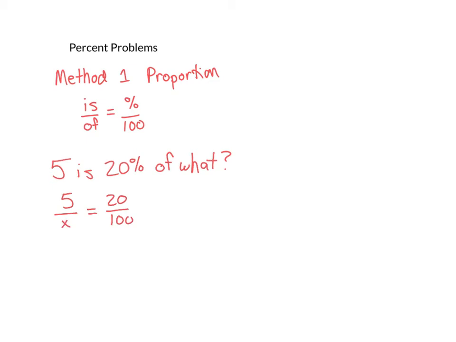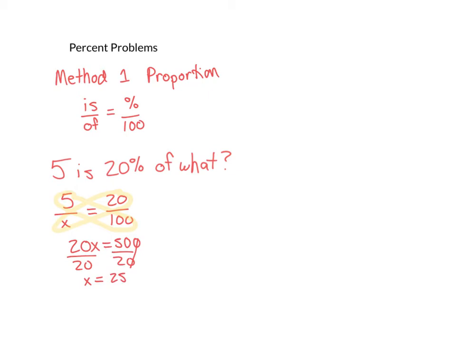Now we have what we had before, and we are going to cross multiply. So we have 5 times 100 and we have 20 times x. So I'm going to end up with 20x is equal to 500. And then I can divide. Again, I'm showing my work. My zeros cancel out here, and I'm going to end up with x is equal to 25.